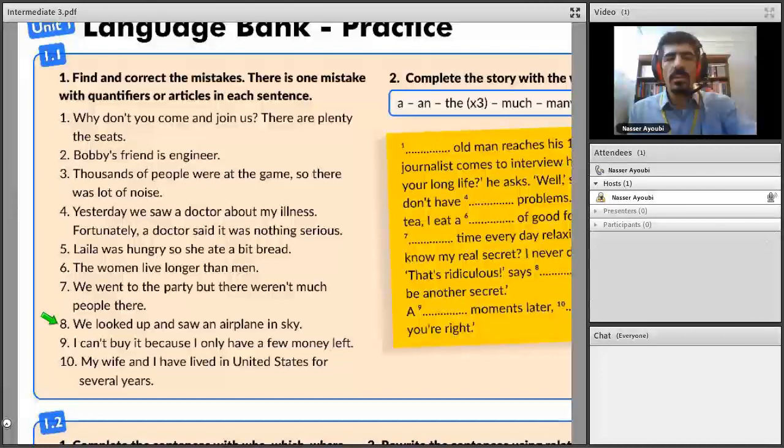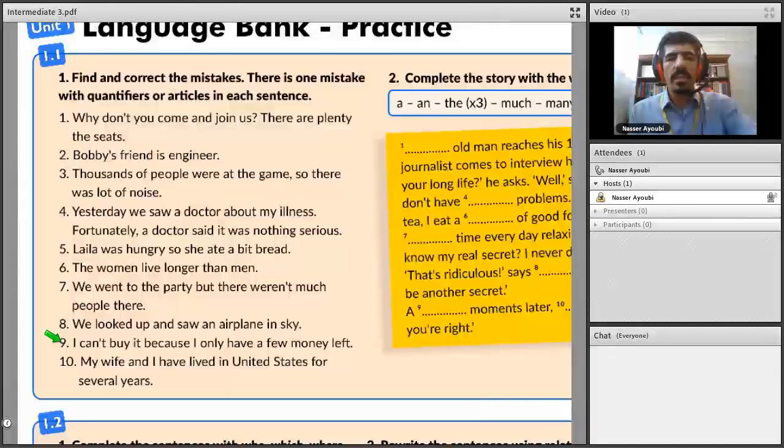8. We looked up and saw an airplane in the sky. An airplane is okay. The problem is with the sky. Number 9. I can't buy it because I only have a few money left. Money is uncountable, so a little money left. 10. My wife and I have lived in United States for several years. United States needs the. My wife and I lived in the United States.